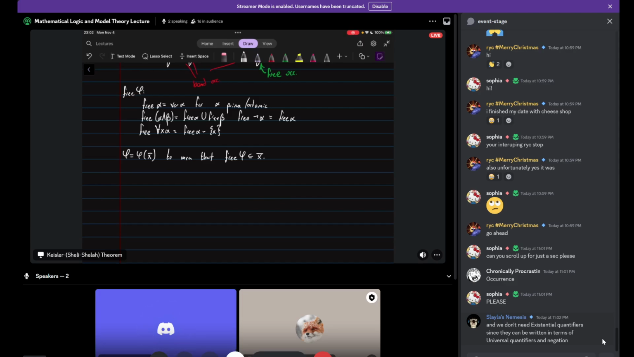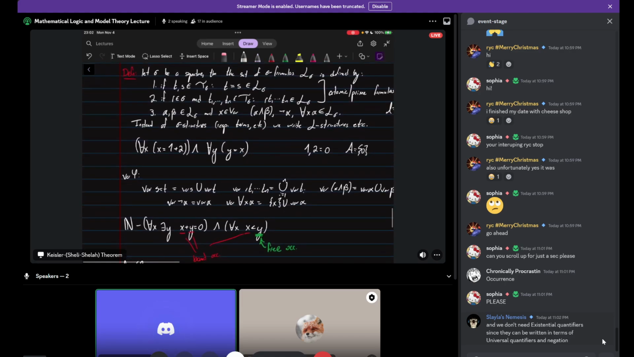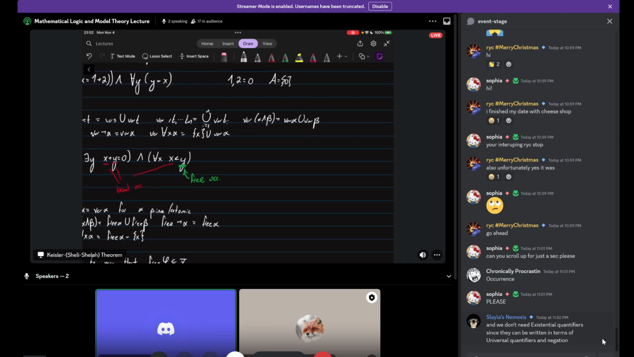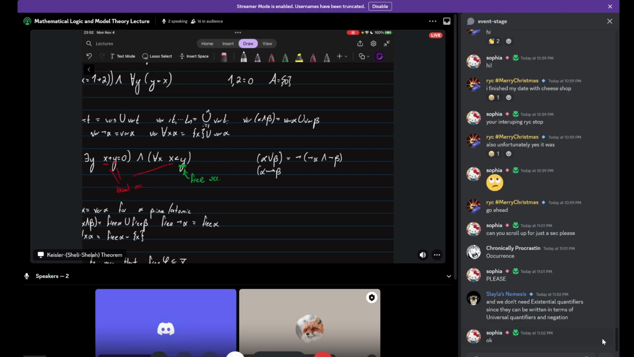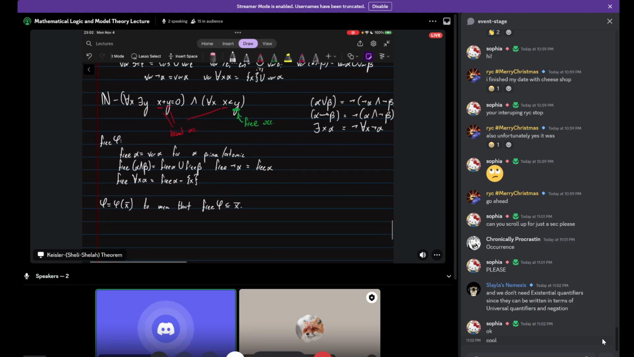Oh, yes, you can write existential quantifiers. Right, I forgot to mention that. So quickly, before I scroll up, we can define alpha disjunction with beta to equal the negation of the conjunction of the negation of alpha and the negation of beta. Alpha implies beta to equal the negation of alpha and negation of beta, and exists x alpha to equal the negation of for all x negation alpha. Yeah, so that's an important note that I should have mentioned.